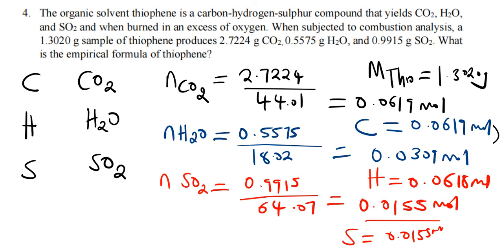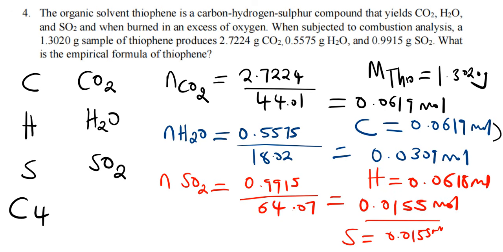So when I start with carbon, I divide 0.0619 by the smallest one, which is 0.0155. What am I going to get? I'm getting around 3.99. Now that is roughly 4, right? So I'm just going to write 4 there for carbon, in terms of the ratio.